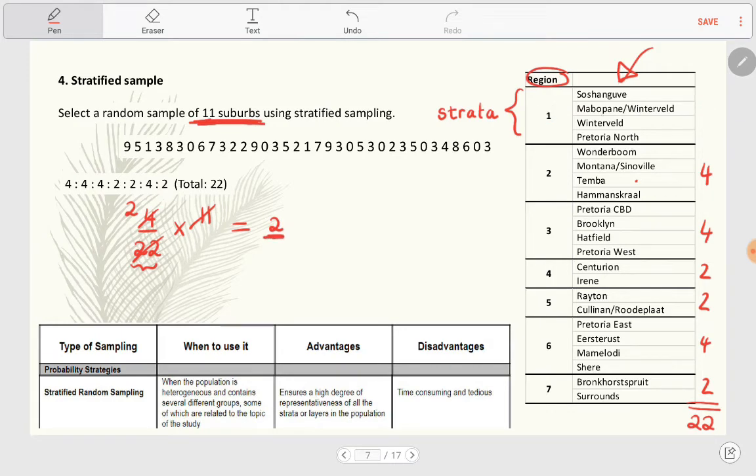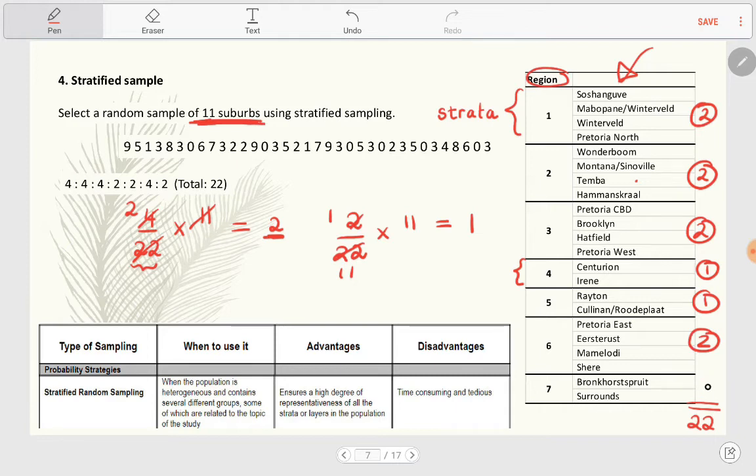So we're going to make sure to sample 2 from this region. And then you also have 4 here, so you also need to sample 2 from there, 2 from there. But in these smaller regions, we don't want them to have too much weight. So we also need to make sure that we only get 2 out of 22. So you must follow the proportions. And here, you'll end up with 1. So we only sample 1 from here and 1 from there and so on. Now here, if you check the total, 2 plus 2, 6, 7, 8, 9, 10, 11.